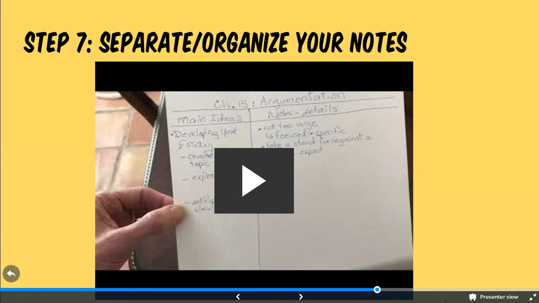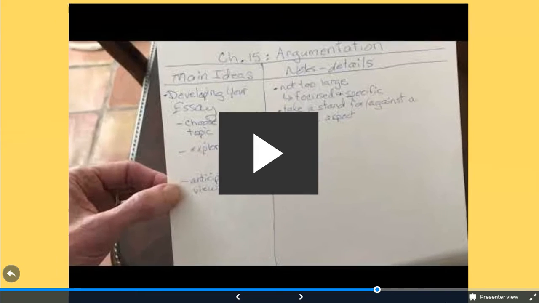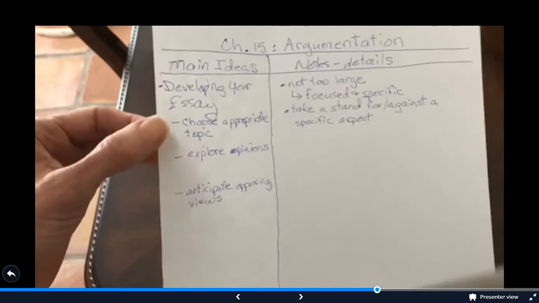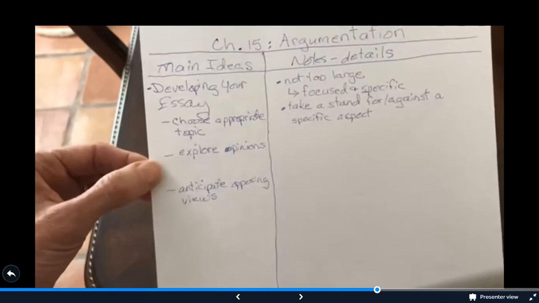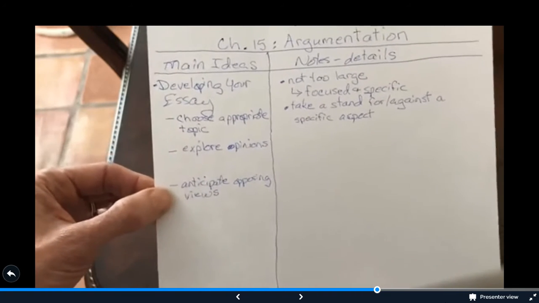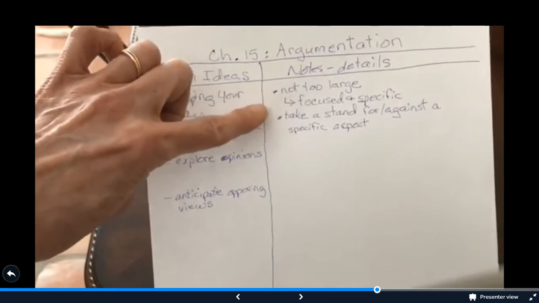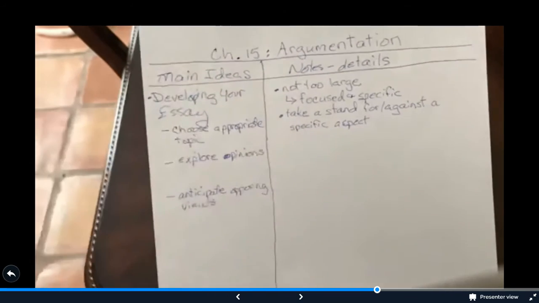All right, step 7. Now we need to organize our notes. I've added some of the other subheadings underneath developing your essay, and see how they're all introduced. They've all got that dash to separate them. I also like using bullet points. I've got bullet points that separate some of my details.